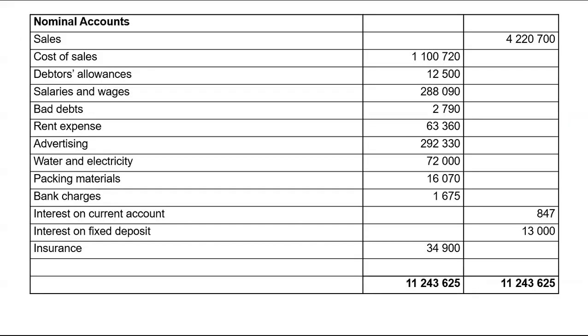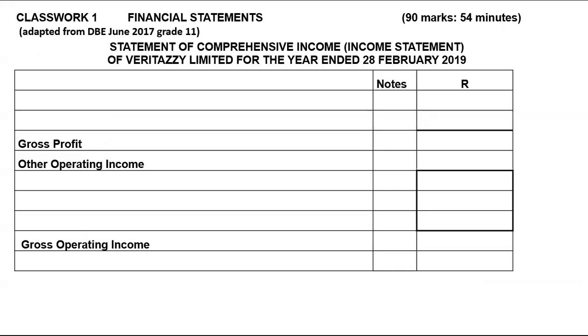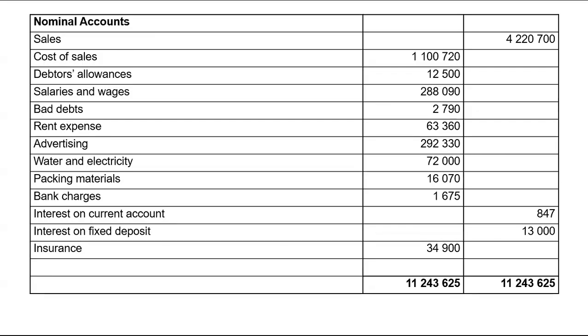I'm going to start with the nominal account section. So I've got sales, cost of sales, debtors allowances. What I'm going to do there is simply record them as they are. So I will go to my sales and minus debtors allowances, cost of sales. I'll keep it as it is, and that will be it for now. Let me see if there's anything I can record.